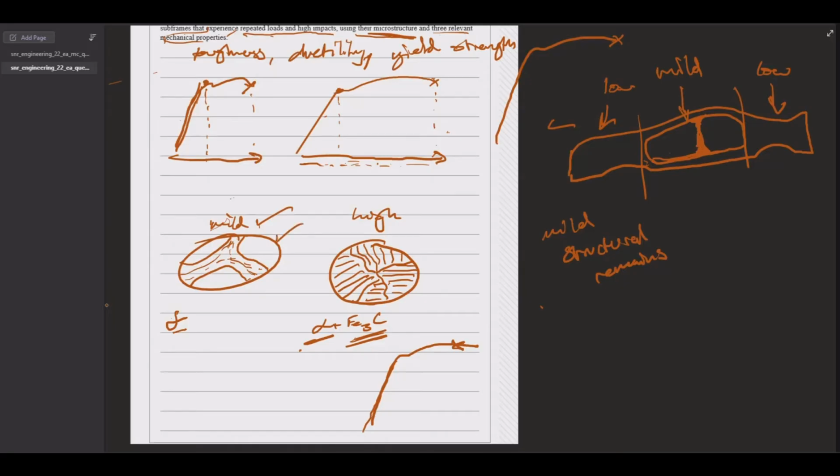We've also identified that high carbon steel has a high yield strength, and high carbon steel is less ductile, and mild carbon steel has more toughness. And the last one is stating mild carbon steel is better for subframes because of its higher toughness and ability to resist or absorb repeated loads and impacts.